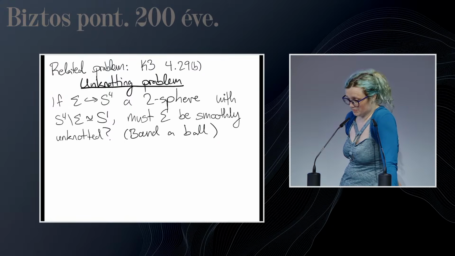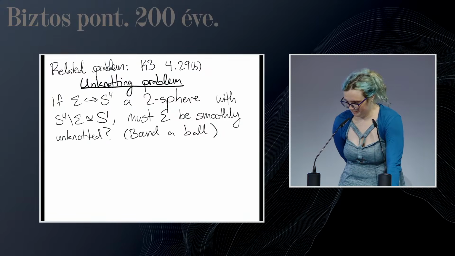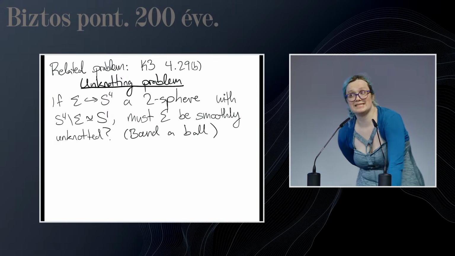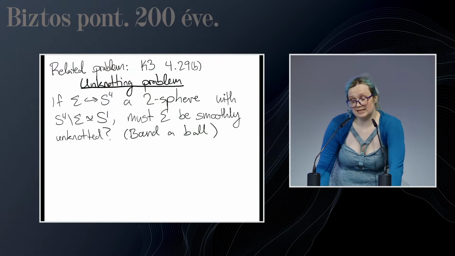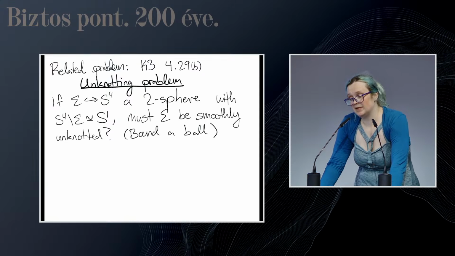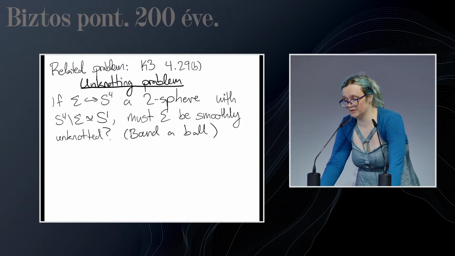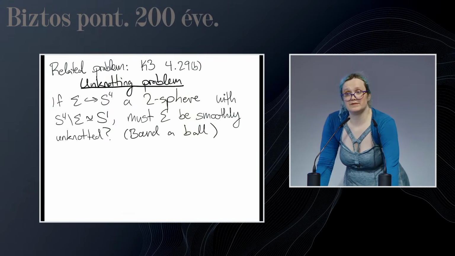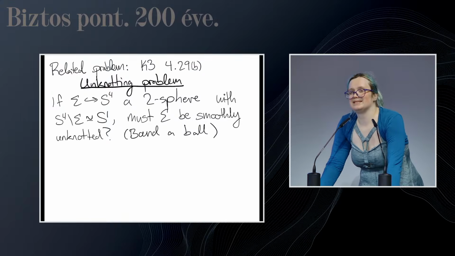So many people have thought about this problem, and I have very little interesting new to say about it, but I will tell you about the problem, which is: if I have a surface in S4, and for now let's say it's a two-sphere, and the complement is homotopy equivalent to S1, which is the same thing as saying the fundamental group is Z, must the surface be smoothly unknotted, by which I mean bound a ball? If I have an actual unknotted two-sphere, one that bounds a ball inside of S4, its complement is homotopy equivalent to a circle. The fundamental group is Z. So this is asking, can the homotopy type of the complement detect the unknot?